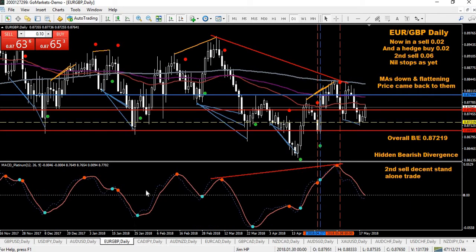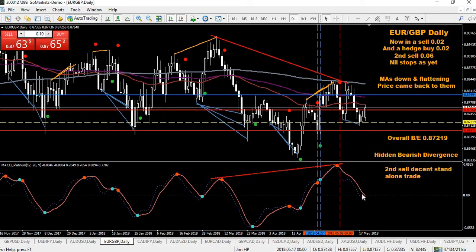Euro pound. A bit of a dog's breakfast this one. We had a sell followed by a buy, hedge buy, then another sell, and you can see the sequence on the right here. No stops yet. That yellow dashed line is my overall break even. It touched it, but I was probably asleep or in bed then and missed it.